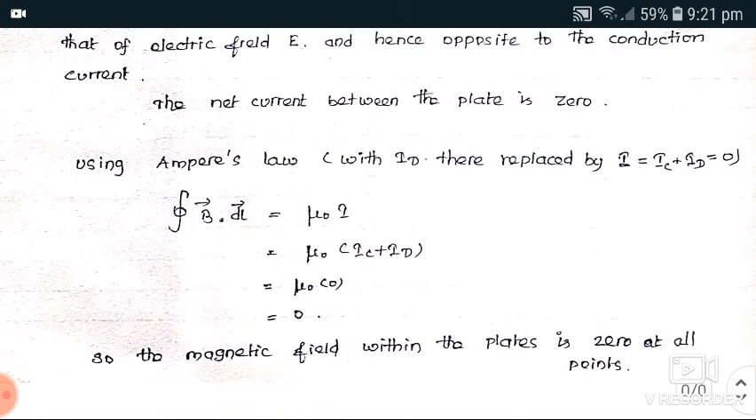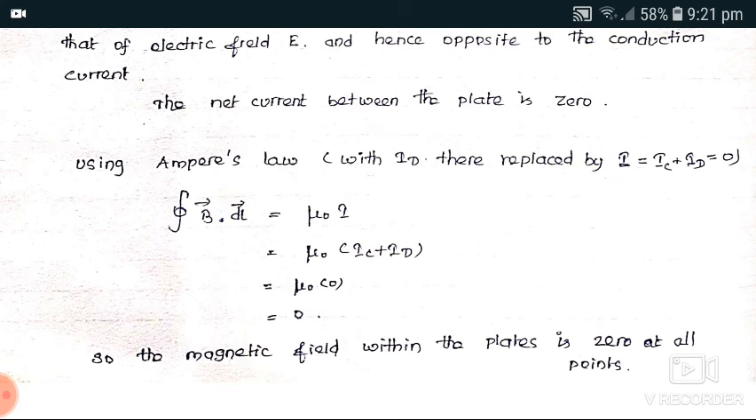Then we use Ampere's Circuital Law for finding the magnetic field between the plates. First we found the magnitude and direction of the displacement current, and next they are asking for the value of the magnetic field between the plates. For that we use Ampere's Circuital Law, where I is replaced by I_C plus I_D. Here I_C is the conduction current and I_D is the displacement current. Both are in opposite directions, so it becomes 0.